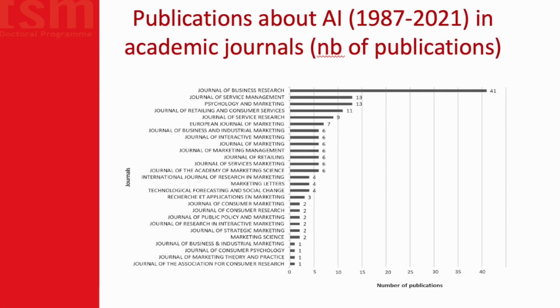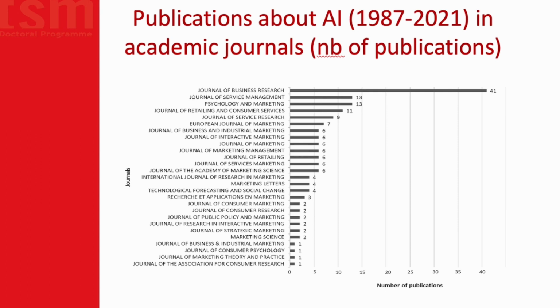We can then see where the publications were published, in which academic journals. First of all, in Journal of Business Research, which is a B journal. Journal of Service Management, which is a C journal. Psychology and Marketing, a B journal. Journal of Retailing and Consumer Services, a C journal. So Journal of Service Research, an A journal.